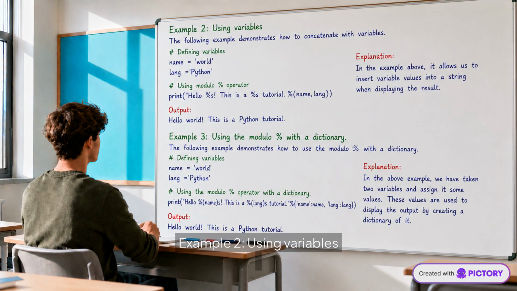Example 3. Using the modulo % with a dictionary. The following example demonstrates how to use the modulo % with a dictionary. Defining variables: name equals "world", lang equals "Python". Using the modulo % operator with a dictionary: print("Hello %(name)s. This is a %(lang)s tutorial." % {name, lang}). Output. Hello world. This is a Python tutorial. Explanation. In the above example, we have taken two variables and assigned them some values. These values are used to display the output by creating a dictionary of them.